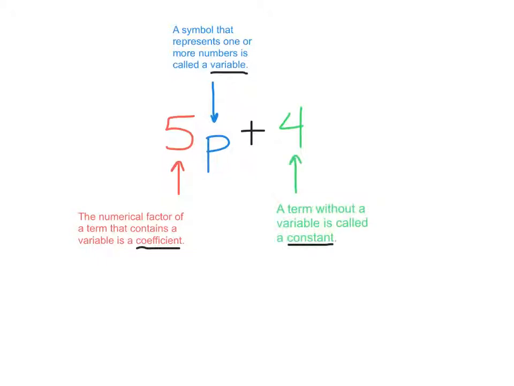A term without a variable is called a constant. So this number has nothing next to it except for the operation, which doesn't matter. So this is just a number or a term without a variable, so it's called a constant. These three pieces of information, these three terms, are extremely important because you're going to have to tell me what each of them equal, what a coefficient is, what a term is, what a constant is. So make sure you know this page. It's really helpful if you color code it like I did.